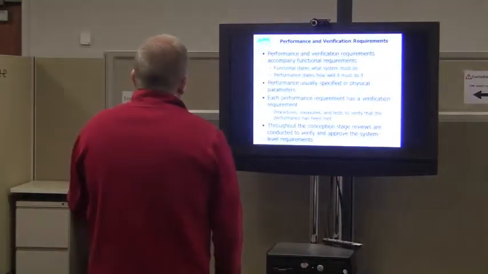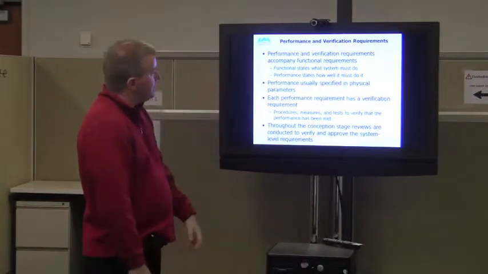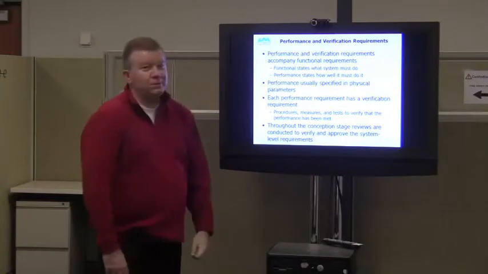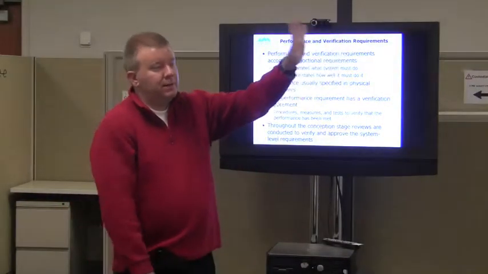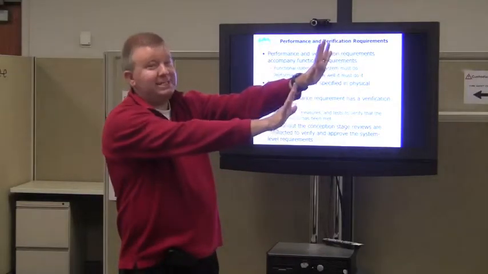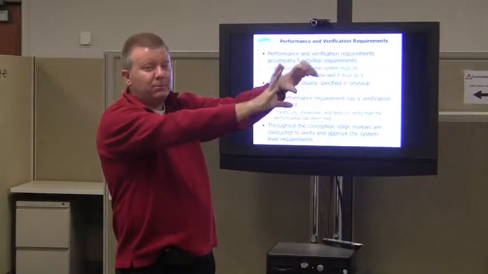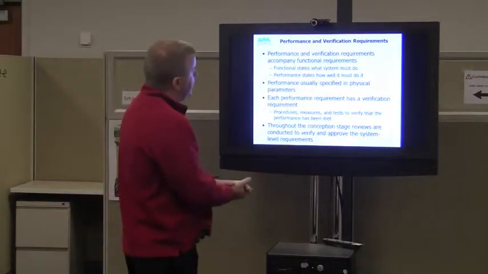Okay? Performance and verification requirements accompany functional requirements. Functional states what the system must do. Performance states how well it must do it. Right? So that's the difference. Functional says do it. Performance says this is how good you better do it. Right? So it adds some more data, some more detail to it. That is really what a performance requirement does.